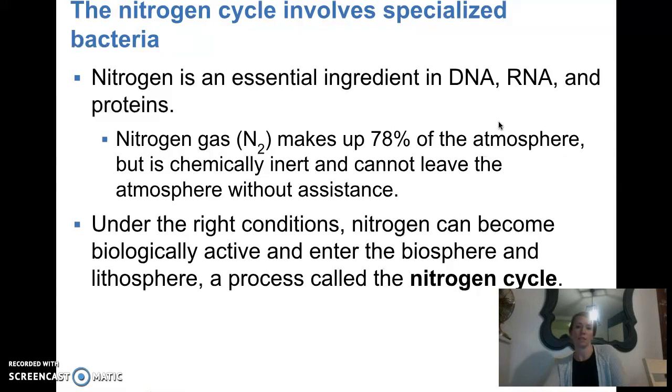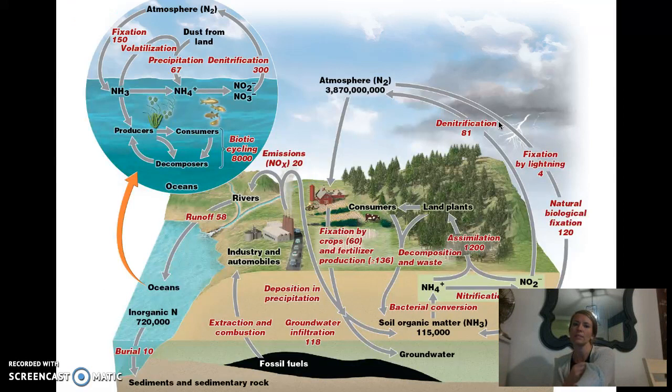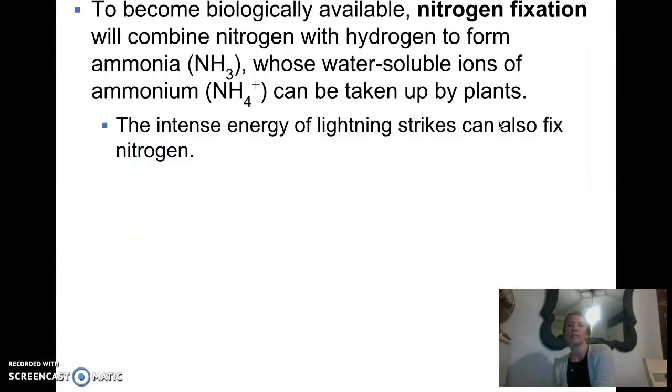But under the right conditions, nitrogen can become biologically active, meaning it'll change forms and then be able to be used inside living things. And it will enter the biosphere, aka be processed in your body, and the lithosphere in the ground in a process called the nitrogen cycle. So here's the nitrogen cycle. Again, pretty crazy. So to become biologically available, meaning it changes from N2 to a form that can be processed and stored and used in your body, it's called nitrogen fixation.